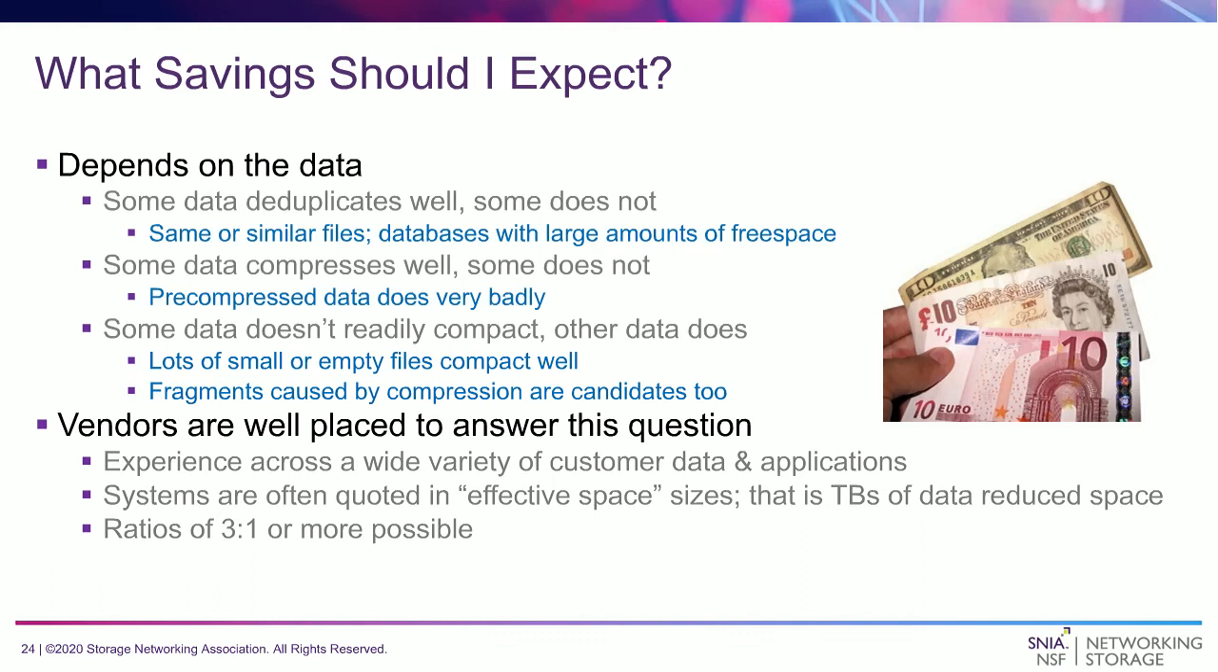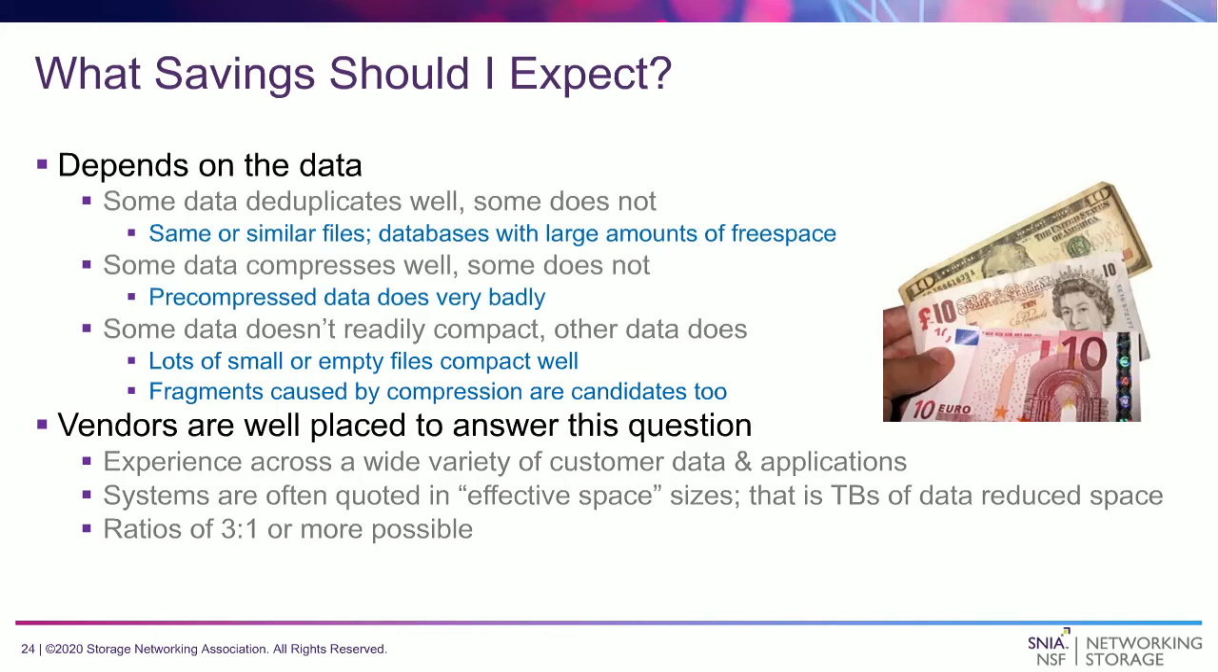What savings should I expect? Well, it depends on the data. But storage companies will make guarantees about ratios of 3 to 1 or even higher for certain types of data. Some data deduplicates well. Databases with large amounts of free space deduplicate. Virtual machines deduplicate really well. Containers, Kubernetes containers, deduplicate really well.